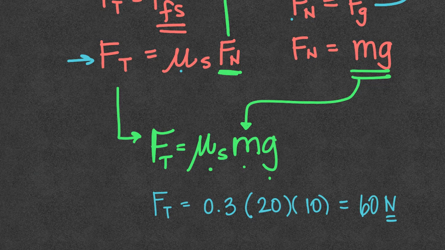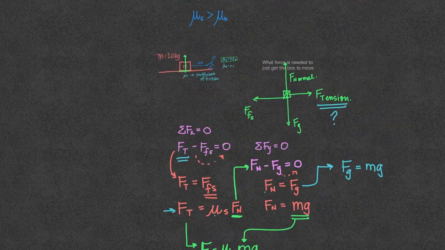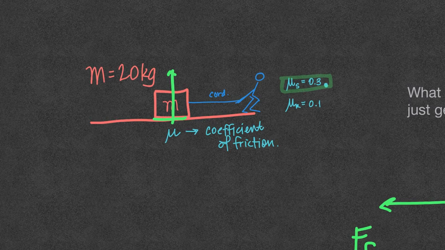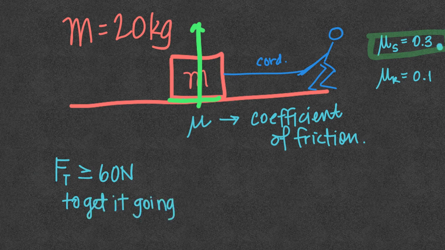So now, what if I want to pull on the same box, but I want to pull on it at a constant speed? So right now I know in order just for me to get the box to go, I need to apply a force tension that has to be greater than or equal to 60 newtons to get it to move, to get it going. So now, what force do we need to apply in the cord to keep it going?